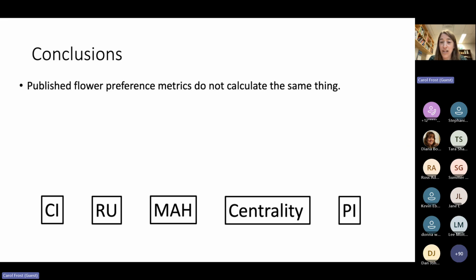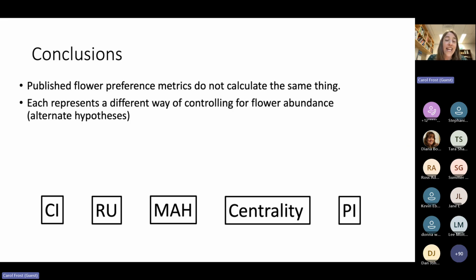Okay, conclusions from this. Published flower preference metrics do not calculate the same thing. And so we can think of these as each representing a different way of controlling for flower abundance, and therefore an alternate hypothesis about how much we have to control for flower abundance to be able to detect real preference from observed interaction data.